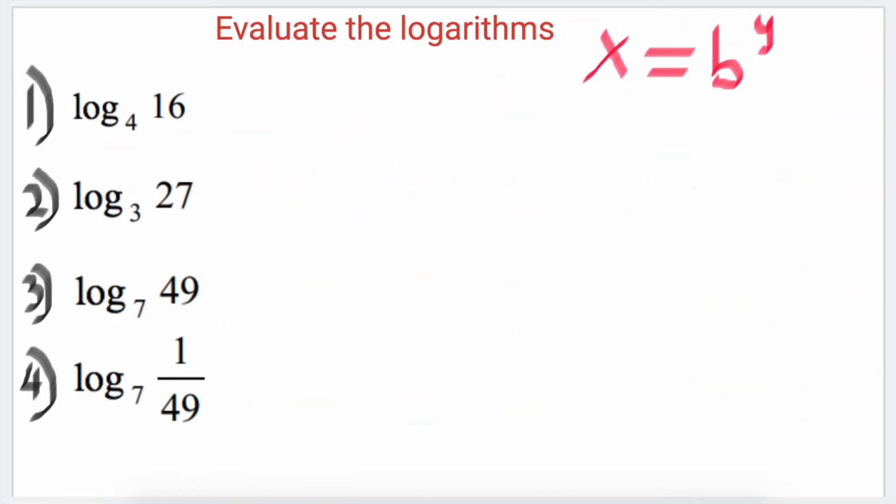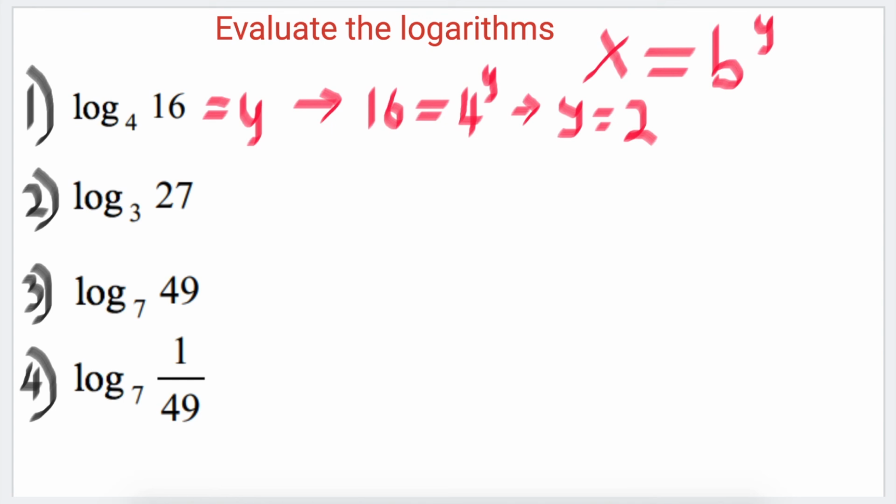In the following exercises, we need to evaluate the logarithms. We're going to evaluate them by rewriting each logarithm in the exponential form. The exponential form is x is equal to the base raised to an exponent y. In the first question, we have log base 4 of 16. We want to figure out what is the exponent of base 4 that gives us 16. So we're going to set this logarithm equal to y, and then rewrite it in the exponential form as 16 is equal to 4 raised to the power y. What is the y value that gives us 16? It's going to be y equals 2. 4 squared equals 16.